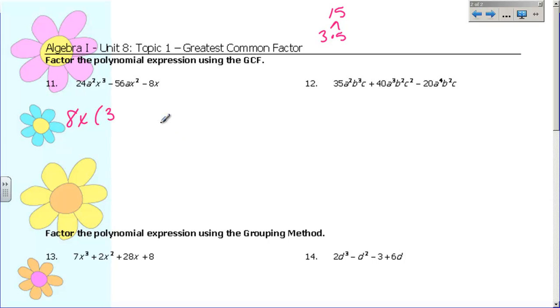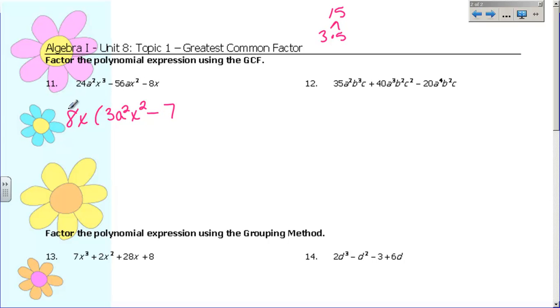Now I've got to deal with variables. Here, the variables I think are pretty simple, but they can be confusing. So I have an a squared in my answer. I did not factor out any a's, so in my factor, I've got to include the a squared. My answer has x to the third, but I have factored out x to the first, so my other factor has to have x squared because I need 3 total. One of them is out here, so the other 2 have to be in here. 1 plus 2 makes 3, okay? Now put your minus sign because that's what's there. Now 56 divided by 8 is 7.